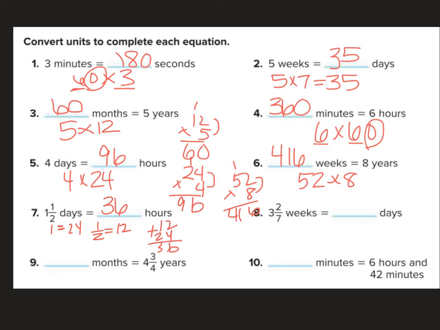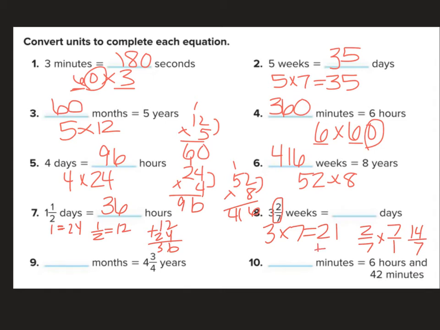3 and 2/7 weeks equals how many days? So first let's do 3 times 7 to get 21 days in 3 weeks. And this 2 out of 7 is just adding another 2 days, right? Because if I said, okay, well then let's multiply 2/7 by 7. You see where I'm going here? I get 14/7, which is same as saying 14 divided by 7, which is 2.